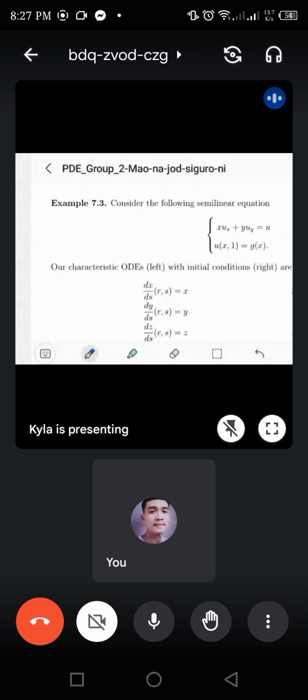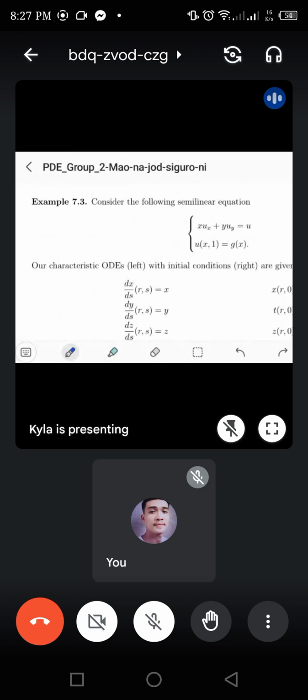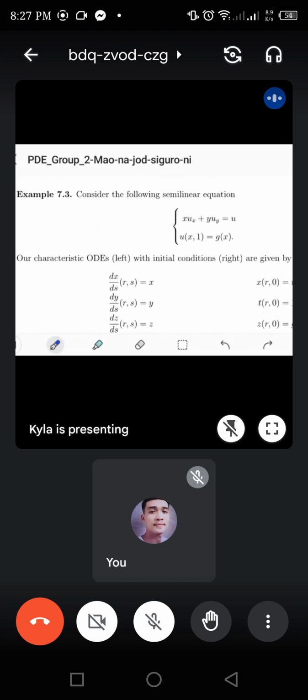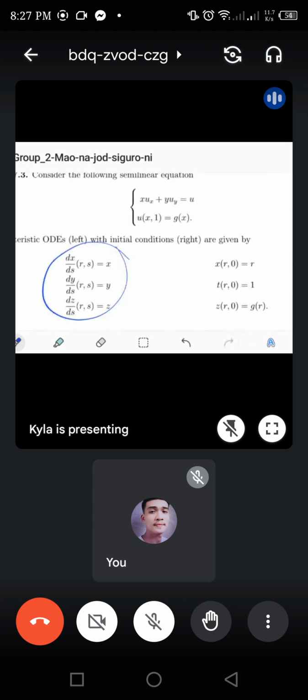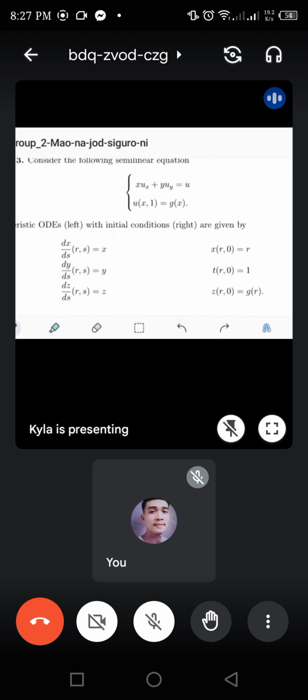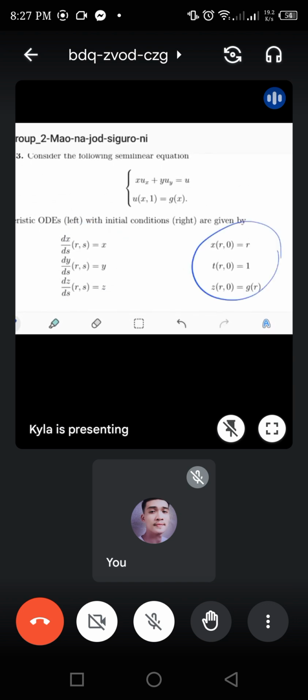Example 7.3. Considering the following semi-linear equation, we have x times u sub x plus y times u sub y equals u, with the initial condition u of x, 1 is equal to g of x. Our characteristic ODEs are given here on the left, and our initial conditions are given here on the right.